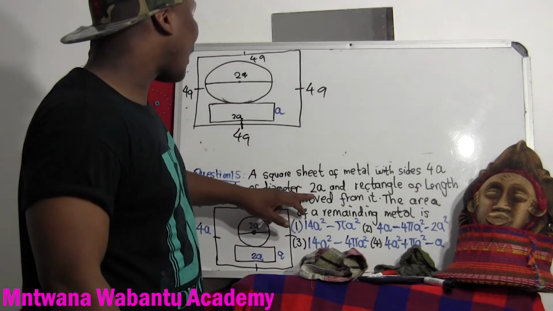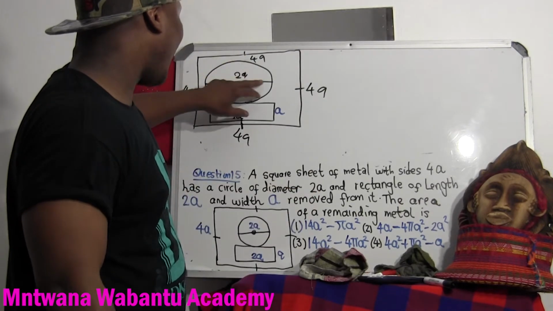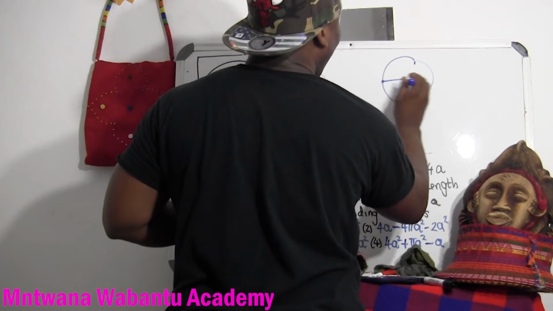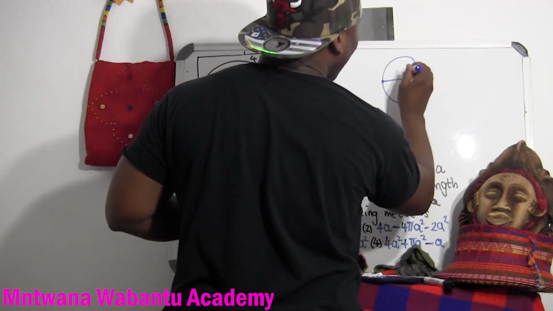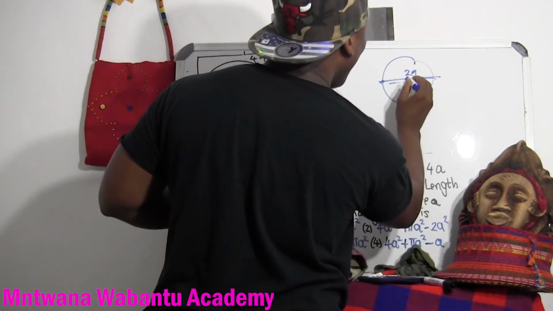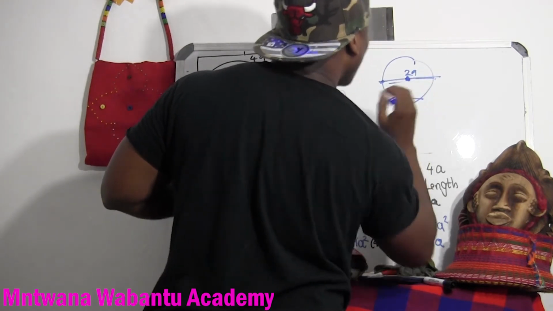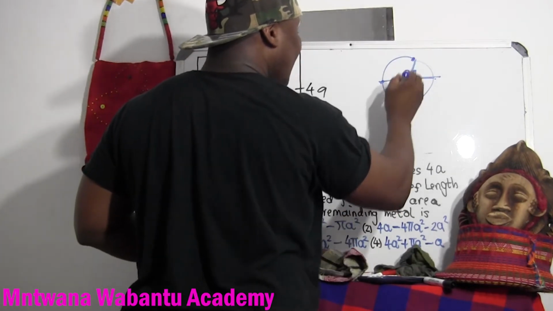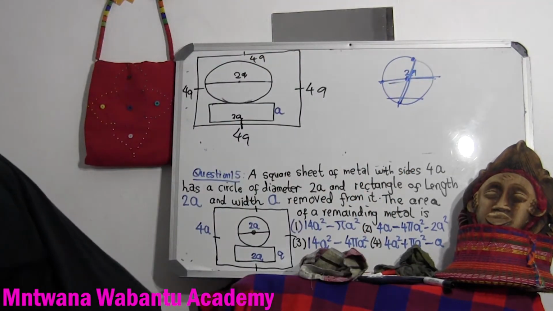They say the circle has a diameter of 2A. If you have a circle, the length from one side of the circumference to the other, if it passes through the center, is the diameter. But if you pass here, it's not the diameter. This can be the diameter because it passes through the center from one side of the circumference to the other.